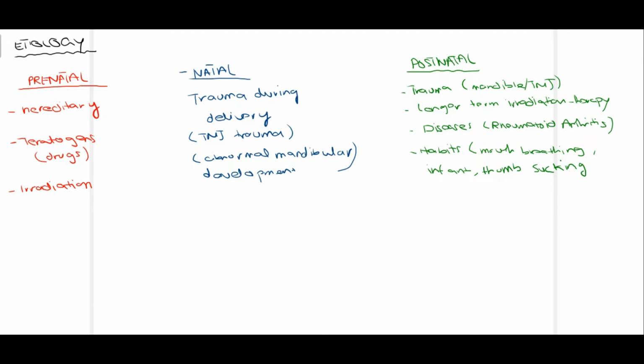In the postnatal causes, we have trauma to the mandible or TMJ that can disrupt the growth of the mandible. Also, in some cases, for example in childhood cancers, the patients are given radiation, so that can also affect the growth of the maxilla and mandible. In juvenile rheumatoid arthritis, there is disturbance in the condyle, so that can also lead to class 2 malocclusion. Lastly, mouth breathing and infant thumb sucking can also lead to development of class 2 malocclusion. So these are the most common prenatal, natal, and postnatal causes that might predispose or lead to development of class 2 malocclusion.